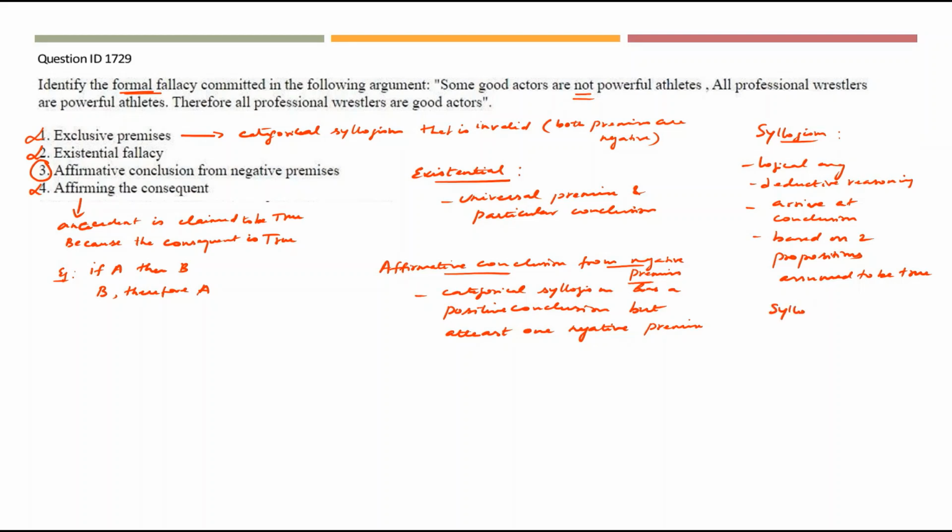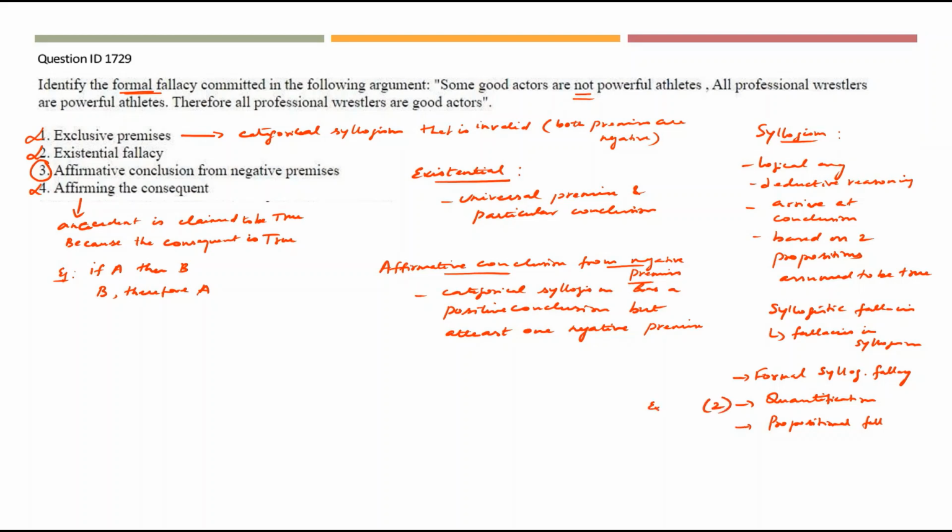We have a term called syllogistic fallacies. They are logical fallacies that occur in syllogism. The first one will be formal syllogistic fallacy. The next one will be quantification fallacy. Then the third one will be propositional fallacies. From the term quantification fallacy, we can say existential fallacy will come under quantification fallacy. So I'll mark number 2 here. It means existential fallacy is a kind of quantification fallacy. Then we have propositional fallacy.